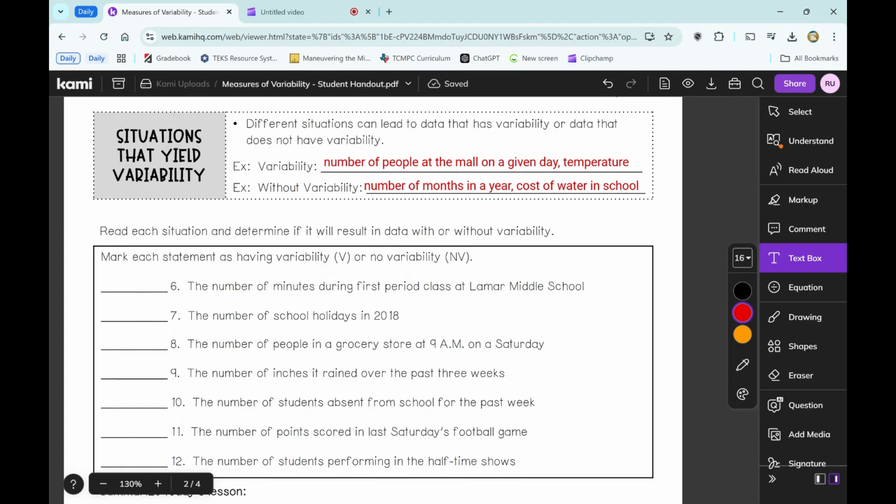Also, the temperature every day could be something different. There's kind of a range, but if we're talking about the morning in Texas versus the middle of the day in Texas, or a week ago it was super cold and it's starting to warm up again, that yields a lot of variability. Things without variability would be like the number of months in a year. No matter what year you pick, it's going to be 12 months. Also, the cost of water at the school cafeteria, or ice cream, or whatever you're buying, is usually the same amount of money every time you go. It doesn't change very often. So it's without variability.